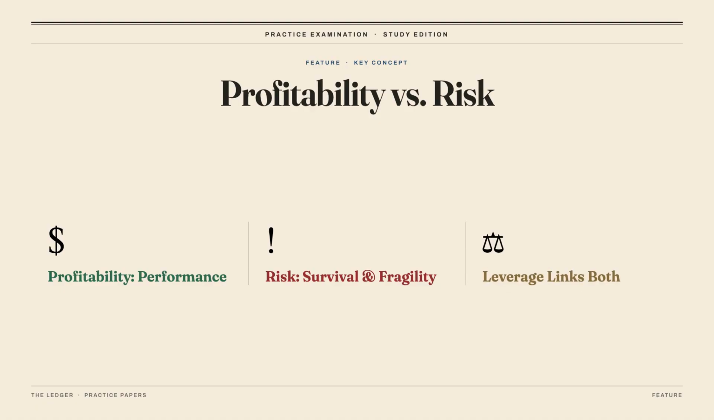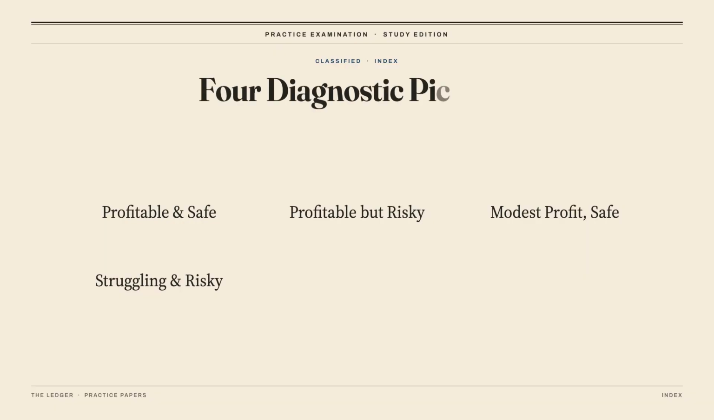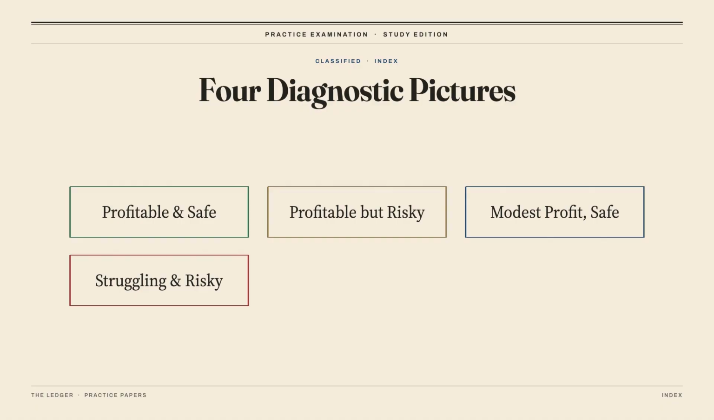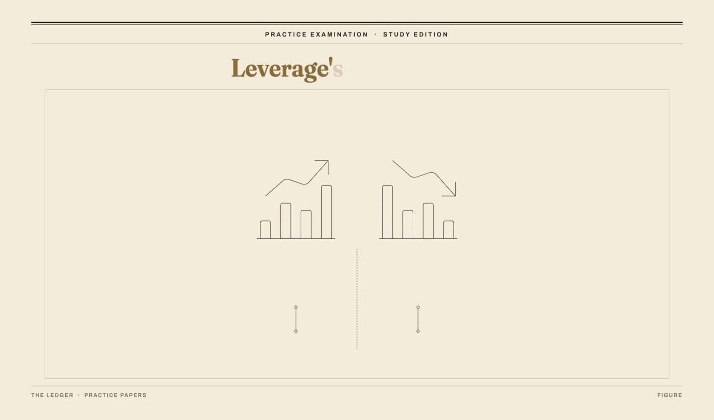Leverage shows why both matter. It can boost profitability while quietly loading on risk. Crossing the two dimensions produces four pictures: profitable and safe, profitable but risky like a highly leveraged firm, modestly profitable but very safe like a low-debt utility, or struggling and risky at once. Step 4 exists to place a company correctly into one of these.